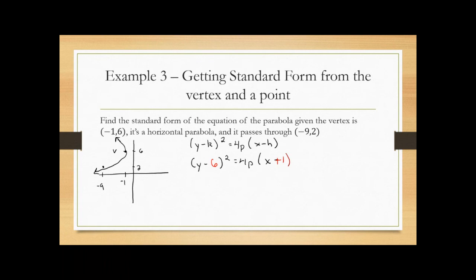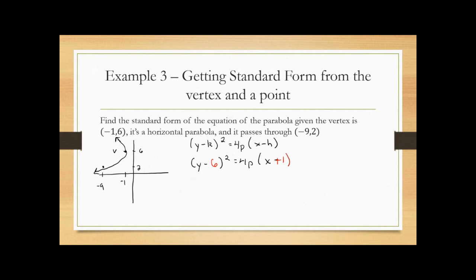Now I need to find p. I can't find p unless I know the focus or I know the directrix, and I don't have either of those values. So what I need to do is actually plug in my second point so I can solve for p. So I'm going to be plugging in -9 and 2.